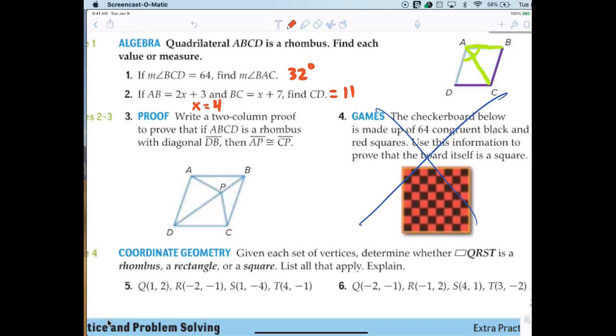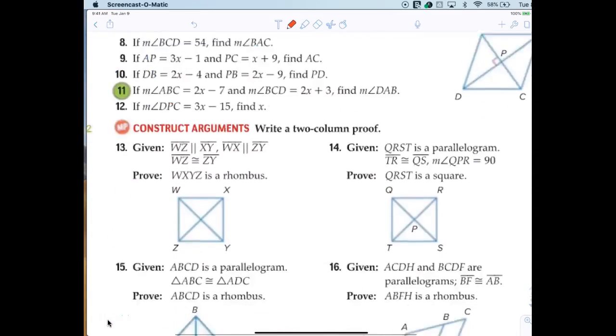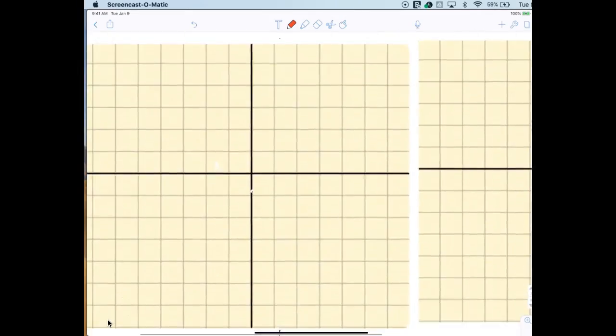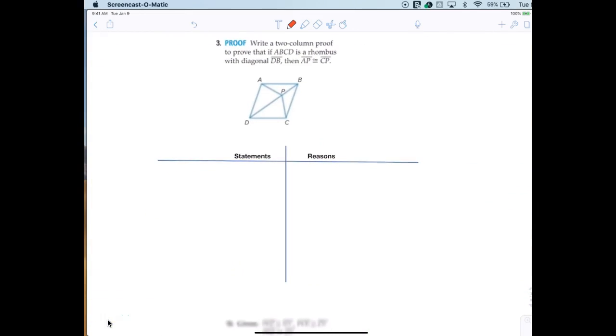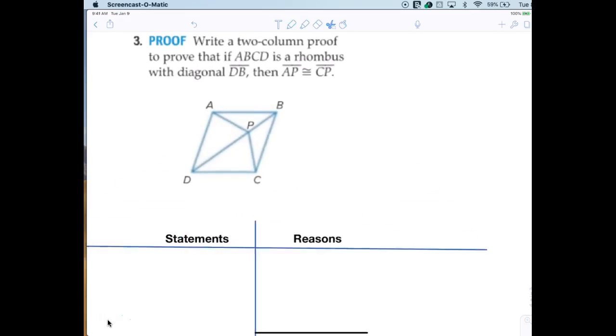So write a 2-column proof to prove that if ABCD is a rhombus with diagonal BD, then AP is congruent to CP. So that's our first proof. I think I moved that down for you, right? Yeah, I went ahead and moved that down for you so it wouldn't take as much time. So here we go. I'm going to grab this.